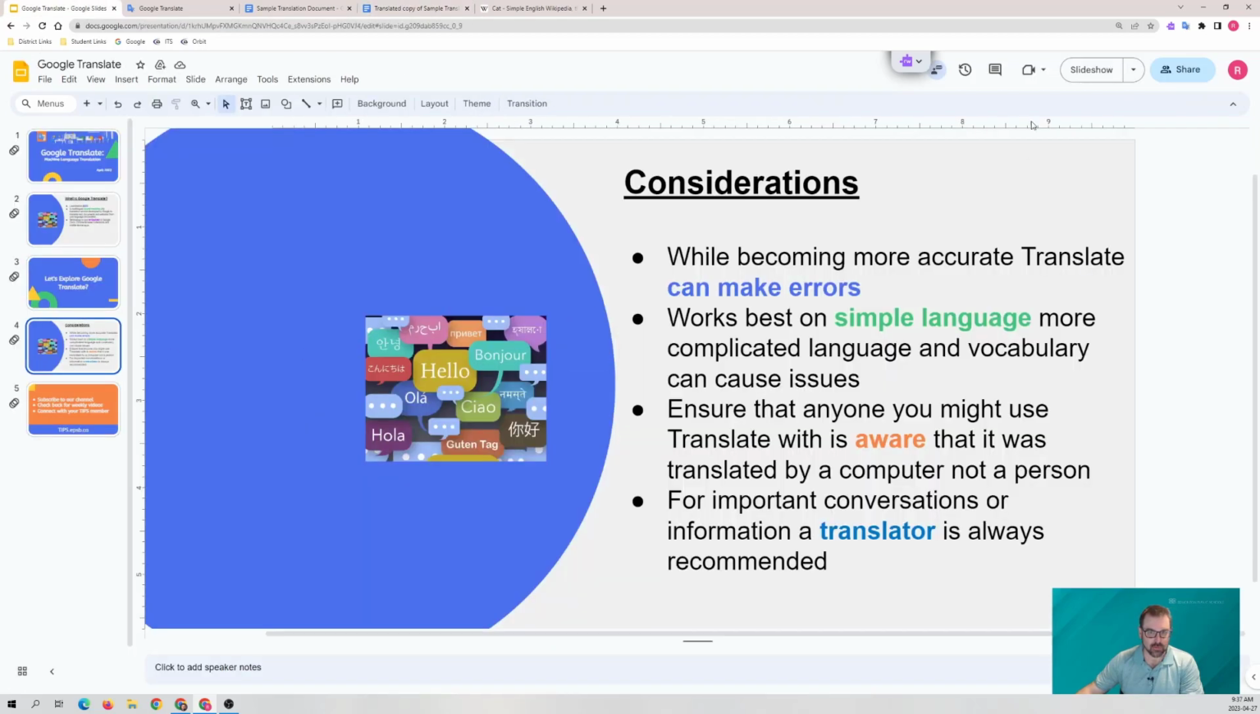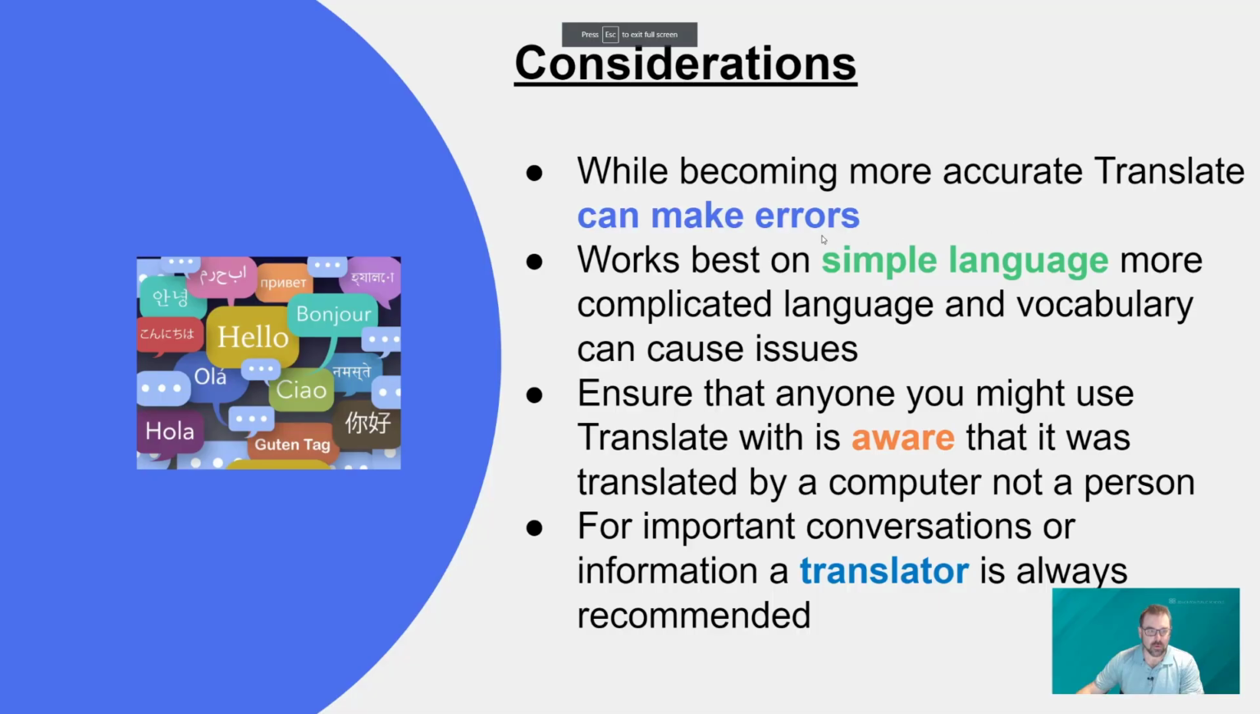So let's think about this for a second here. It is becoming more accurate over the 16 years that it has been in operation, but it can make errors. Those errors can be significant. It can mix up a date or a number. And so if you're relying on this as the only way to communicate, I would consider really thinking a lot about that accuracy and having someone who is fluent look over that information for you.